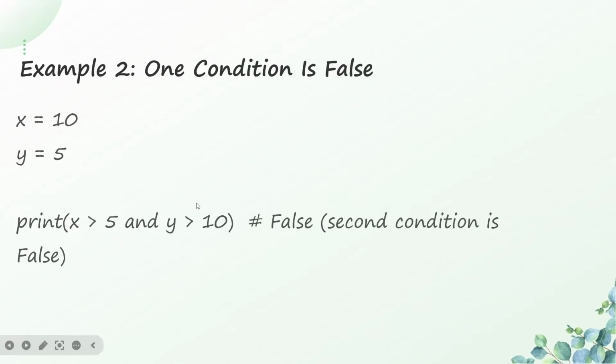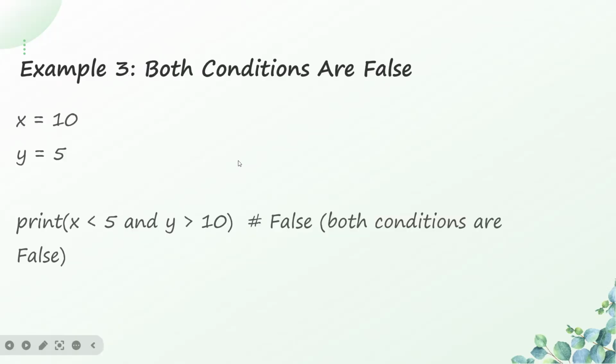The next case is when one condition is false. If one condition is false, remember it will return false. So x is greater than 5, which is true, but the second condition says y is greater than 10. 5 is not greater than 10, so this will return false. Because one of them has become false, the result will be false.